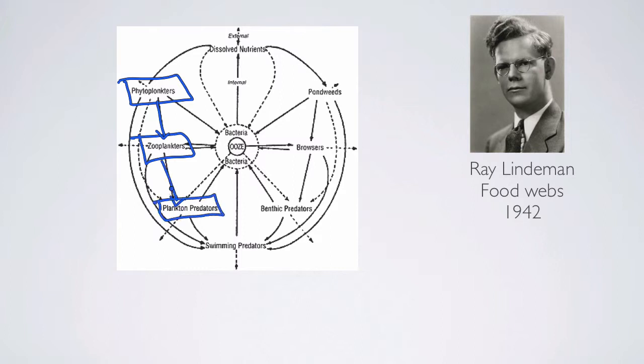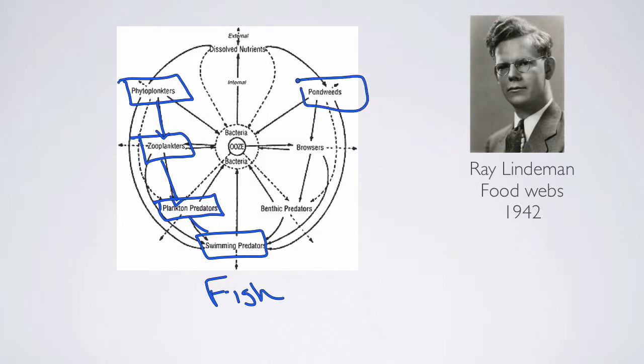So for example, Ray Lindeman's food web of Cedar Bog Lake started with essentially phytoplankton, small plants that were eaten by zooplankton, small animals, that then were consumed by these plankton predators, zooplanktivores, and then by swimming predators, essentially fish. So here was a chain of interactions by which energy was fixed, materials were taken up, and they were transferred among organisms by the process of consumption.